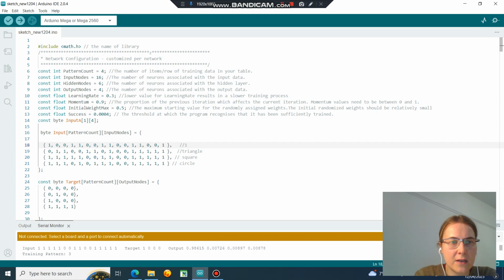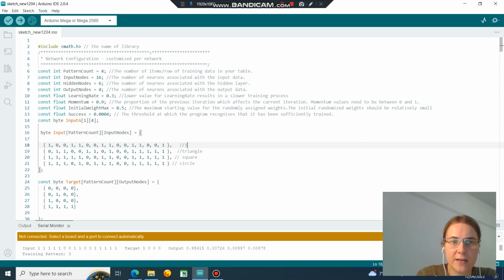At the beginning we select the pattern count. We have 4 because we have 1 triangle, square and circle. We have 16 input nodes, as I mentioned, 16 neurons. Hidden nodes, there are 6. Then there are some fixed values.